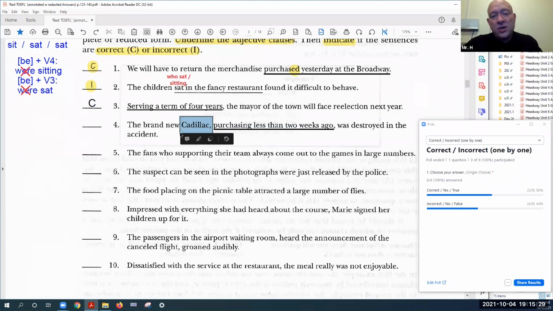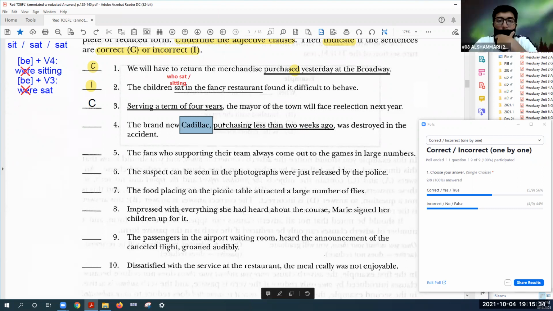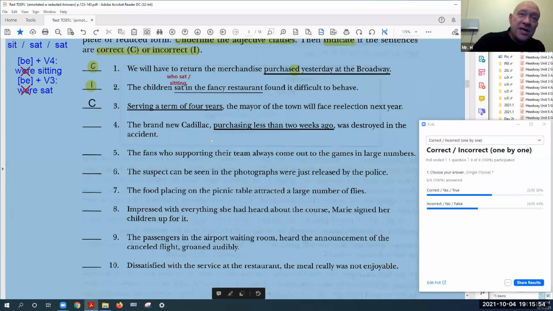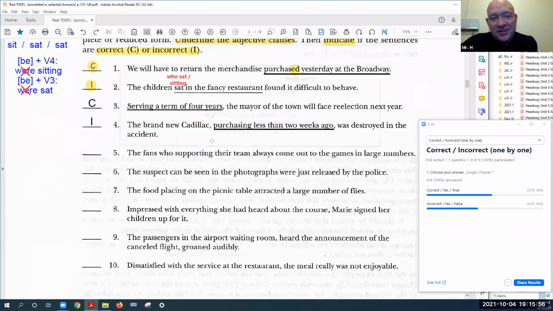Cadillac. You guys know Cadillac is a car. Yeah, we know. It's a kind of car. Now, that's famous. Can the car do this action? No. The car can't do the action. Purchasing? No. If you understand that, we already know this sentence is incorrect. Okay? Because the Cadillac cannot do this action.